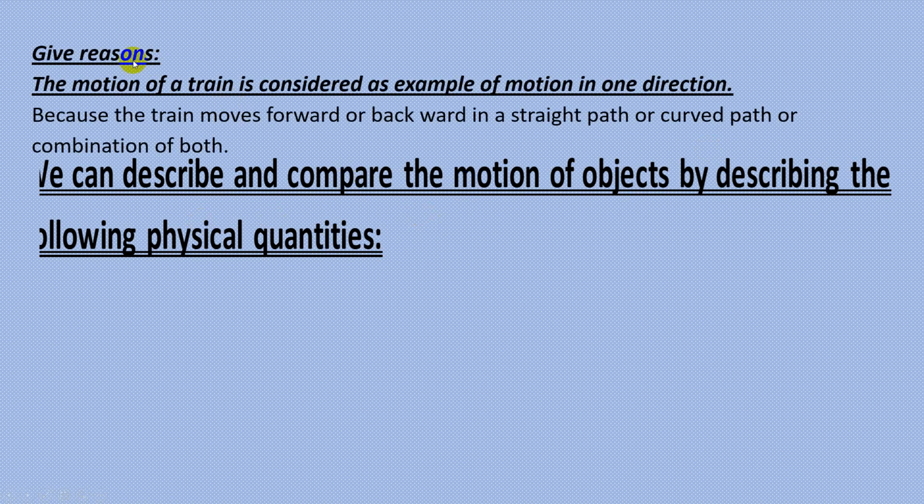Okay, let's read this give reason. The motion of a train is considered as an example of a motion in one direction, because the train moves forward and backward in a straight line path or a curved path or a combination between them. It means that the train just moves in its path in one direction. Maybe this direction is a straight path or a curved path or a combination, but it's still the simplest type of motion. It doesn't move upward or downward. It just moves in one straight line. So it is considered as the simplest type of motion.